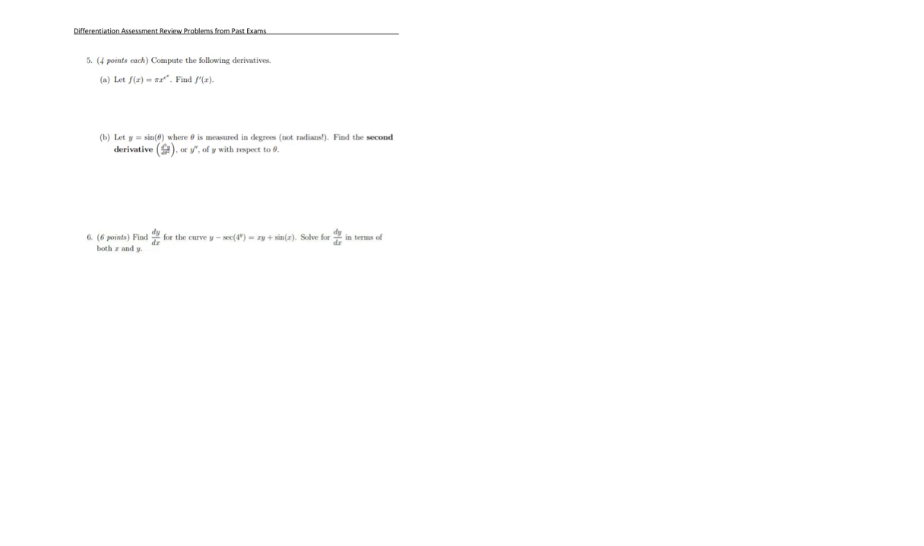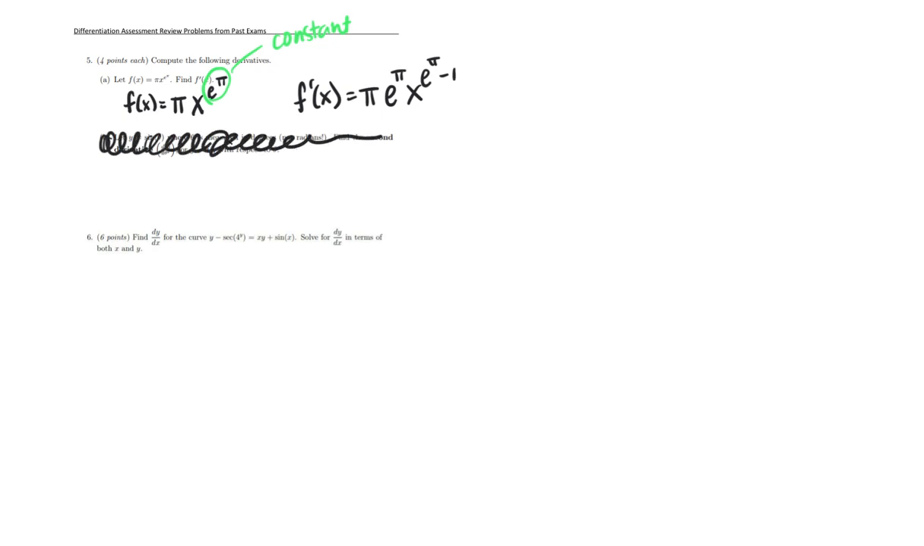Okay, so for this first one, I'm given that f of x is equal to pi times x to the e to the pi. So one thing we might notice is that this e to the pi is just a constant. So really I just have x to a power. So if I want to take the derivative, f prime of x, I'm just going to use the power rule. So that constant out front, the pi, will stay put. I'll have e to the pi, x to the e to the pi minus 1. This next one is not one you're going to have to worry about with the theta measured in degrees, so I'm just going to X that one out.